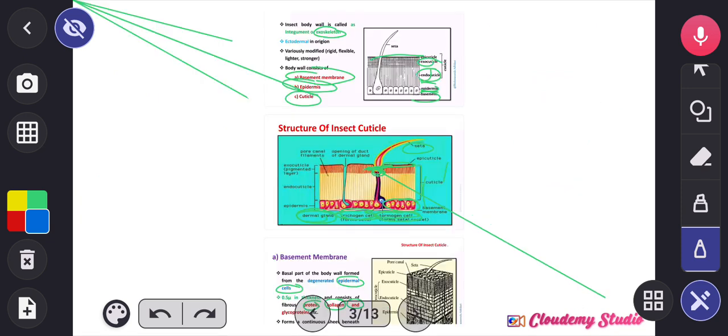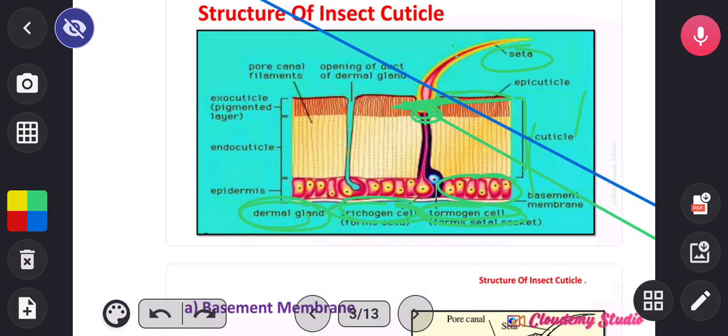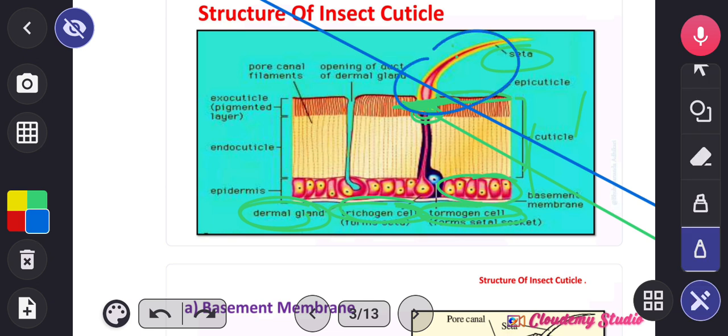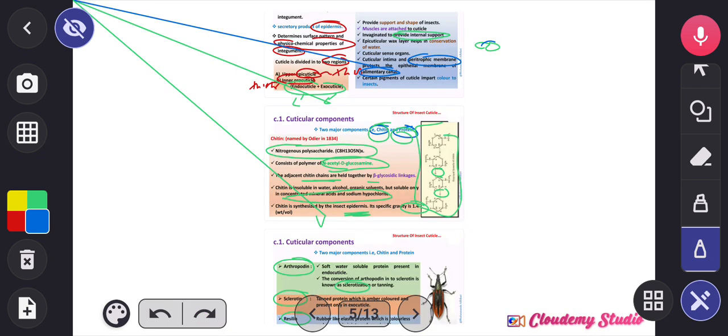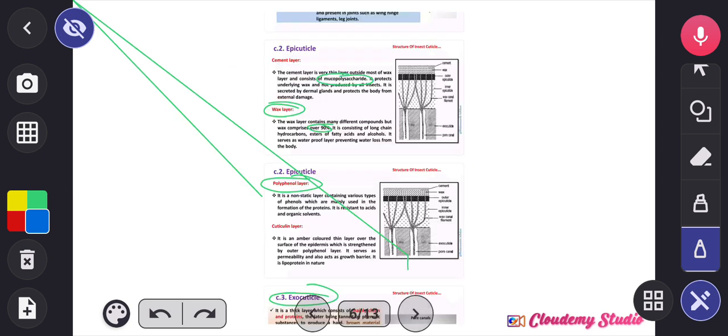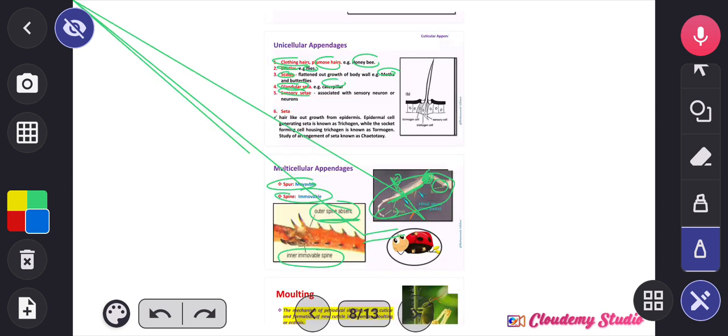And I've already showed you the structure of the insect cuticle, where we have the dermal gland, the trichogen cells, and the tormogen cells. The trichogen cells form the seta, which we have here, and the tormogen cells form the seta socket. And we have already mentioned what an epidermis is, what a cuticular component is, what epicuticle contains, what endocuticle contains, the cuticular appendages, unicellular appendages, and multicellular appendages. And now we say we are going to molting.